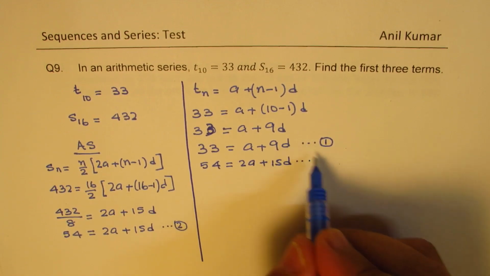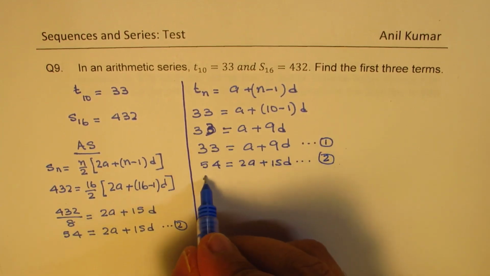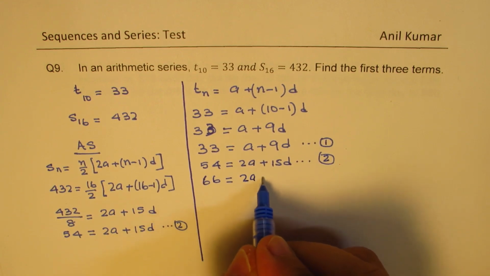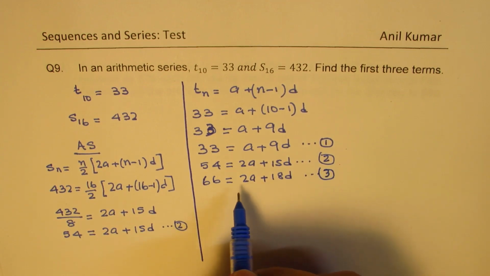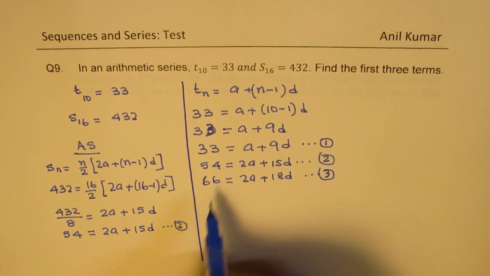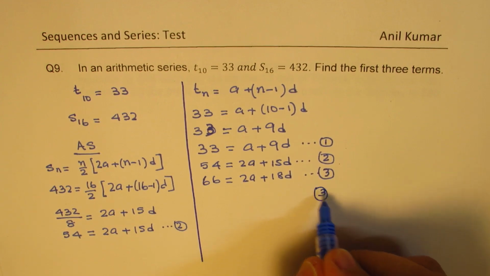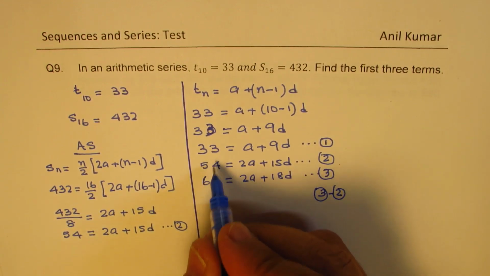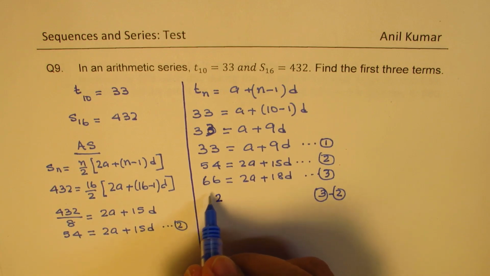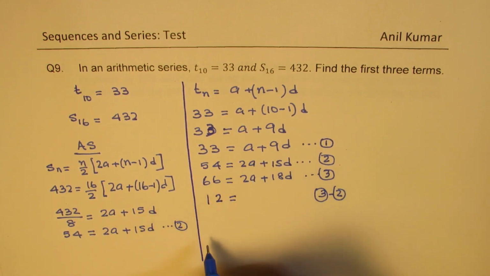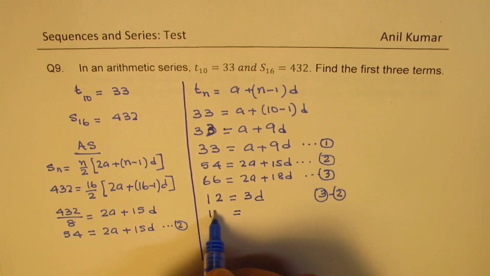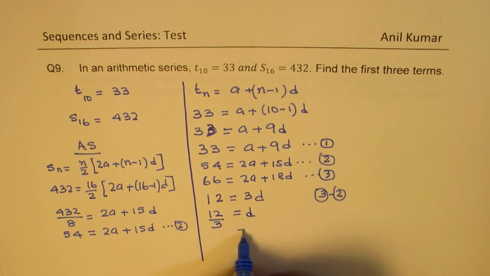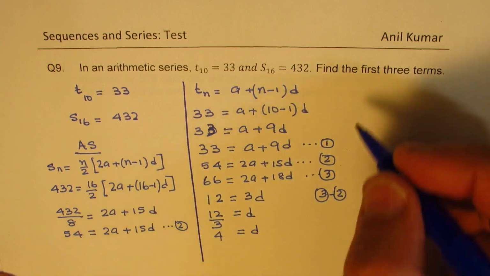We can multiply the first equation by 2. So we get 66 equals 2a plus 18d, right? That is equation 3. Now if we subtract one from the other, equation 3 minus equation 2, we get 12 equals, 2a cancels, and 18d minus 15d is 3d. So we get 12 divided by 3 as d, so d is 4 for us. We have the value of d, which is 4.